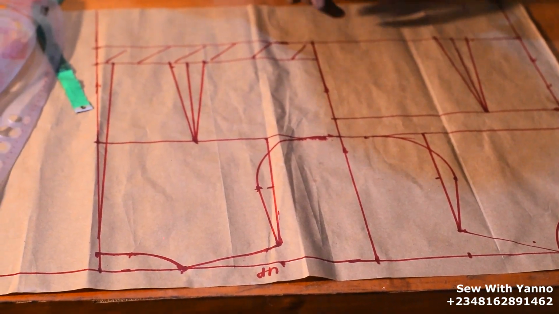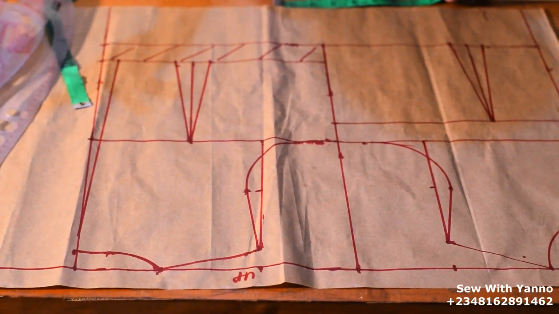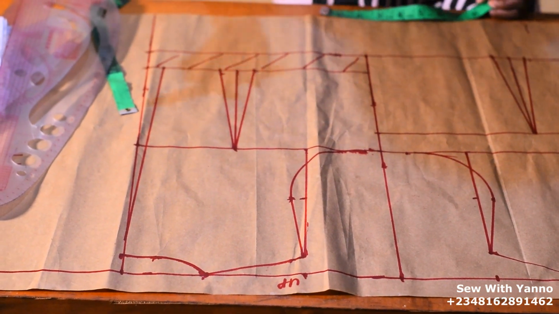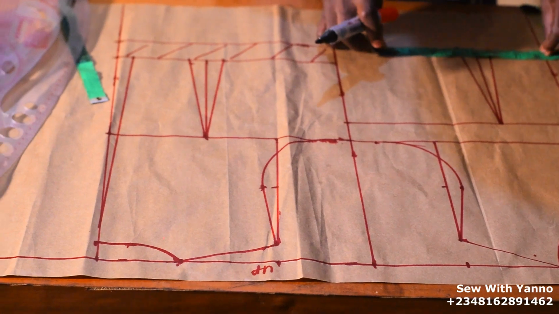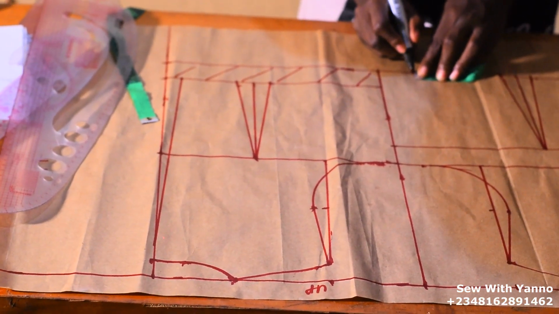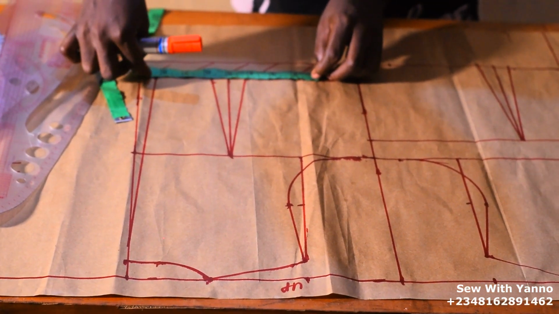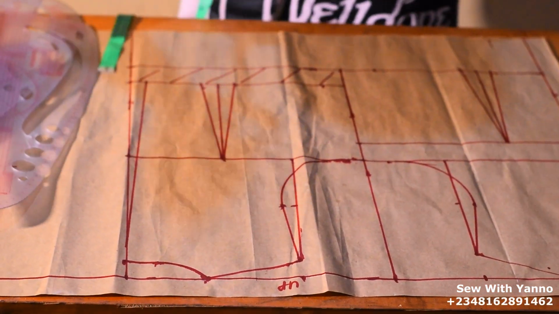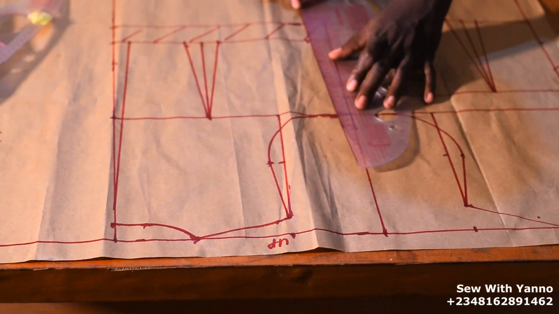So the next measurement I will be taking is my waist measurement. My waist is 27 divided by 4 plus the 1.5 dart intake will give me 8.25. So I'll be imputing my 8.25 on my waistline, and then I will draw out my line.